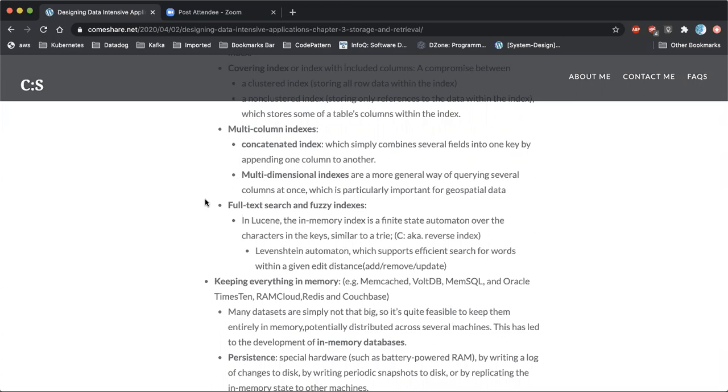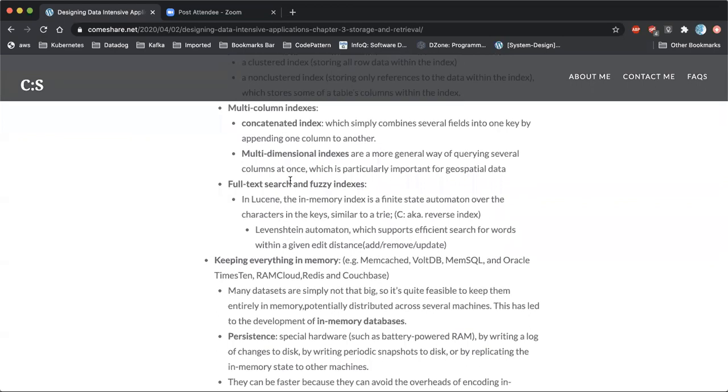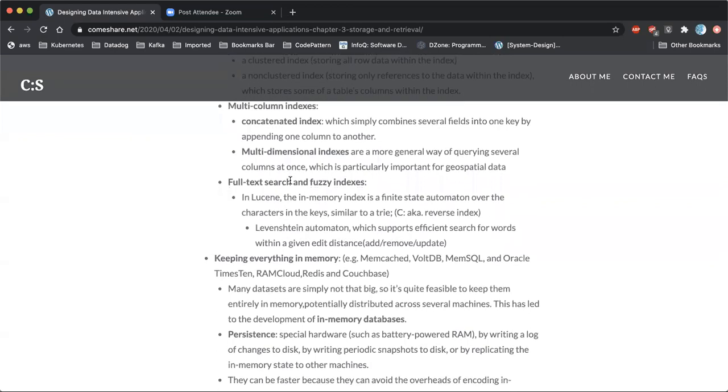I don't think he gave an example of which databases support these multi-dimensional indexes. I haven't used any. I don't know if any RDBMS supports these multi-dimensional indexes. Any ideas, guys? I thought it's very normal, right?